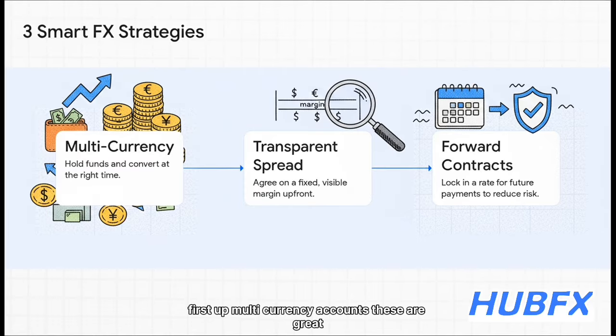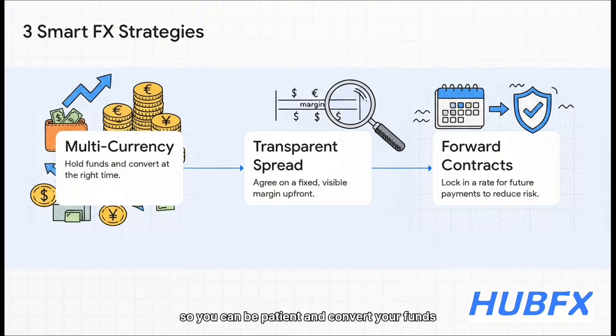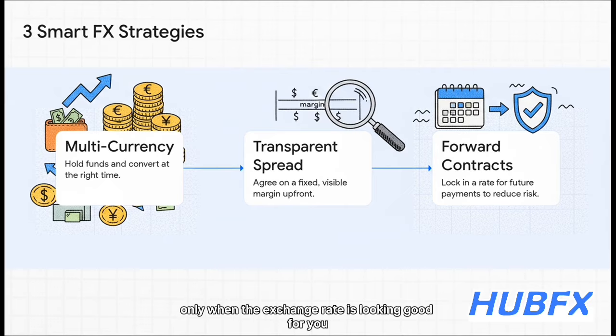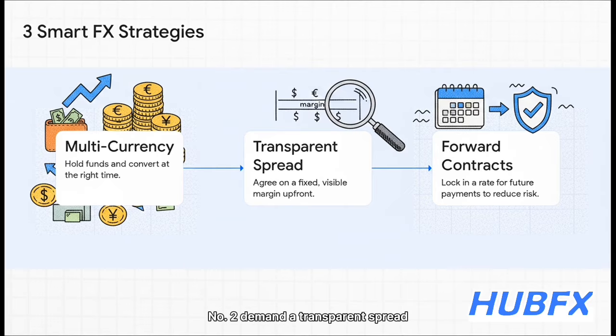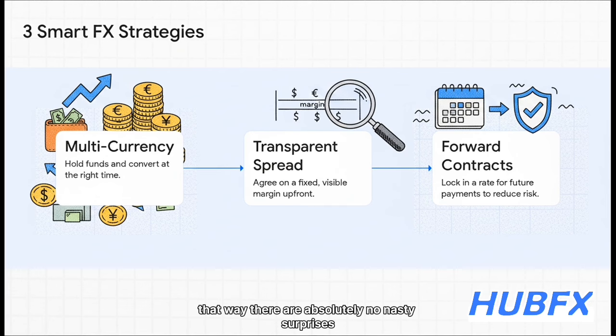First up, multi-currency accounts. These are great. They let you hold money in different currencies, so you can be patient and convert your funds only when the exchange rate is looking good for you. Number 2, demand a transparent spread. This just means you work with providers who agree on a fixed, totally visible margin right up front. That way there are absolutely no nasty surprises. And third, use something called a forward contract. This is a game changer. It lets you lock in an exchange rate today for a payment you know you have to make in the future. It totally protects your business from those crazy, unpredictable market swings.